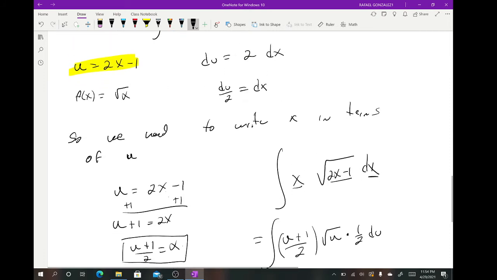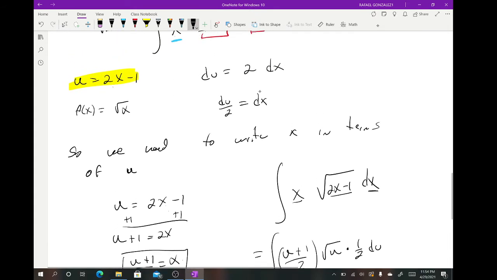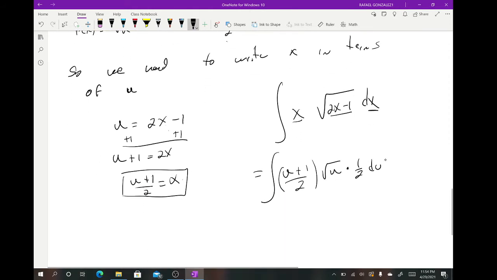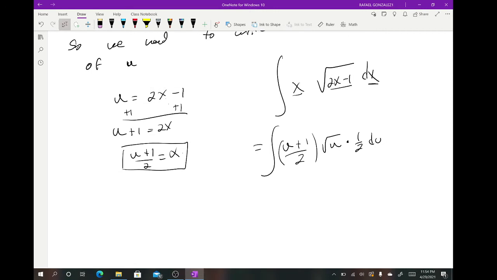I'm just using all of the substitutions that we had. u is equal to 2x minus 1, du is equal to 2 dx, 1/2 du is equal to dx. So we do the substitutions, as you can see there. Now, notice that I have here a 1/2. This division by 2 is just a half. So I can actually factor it out.